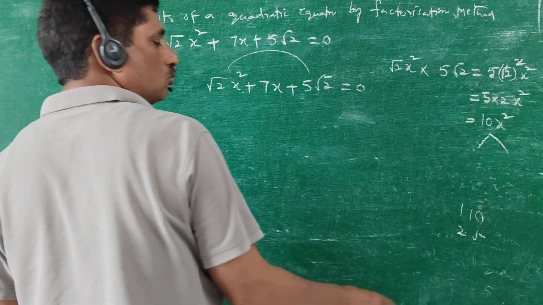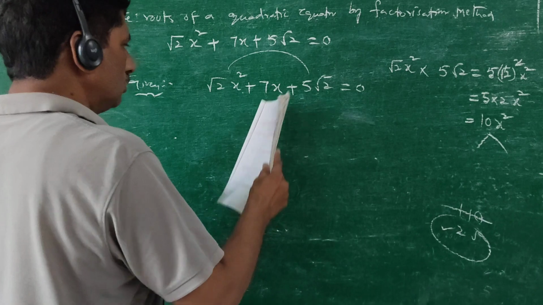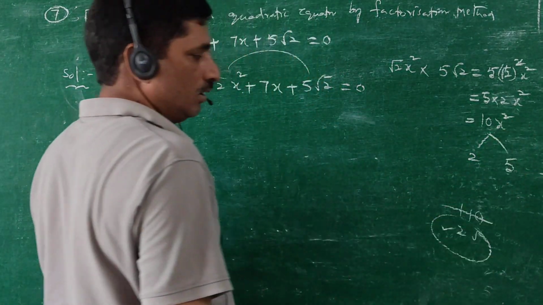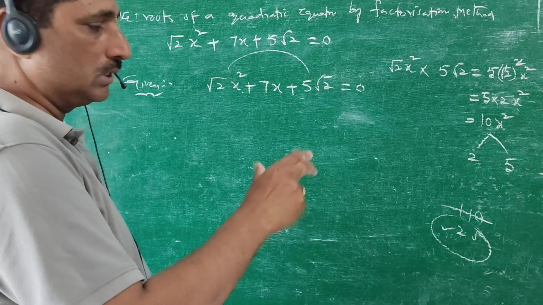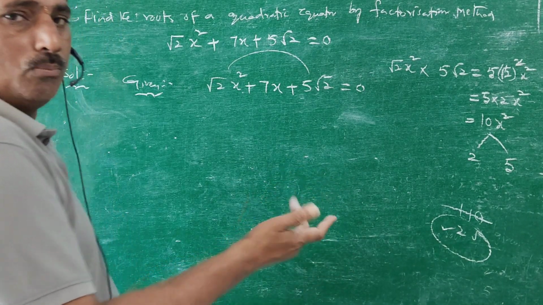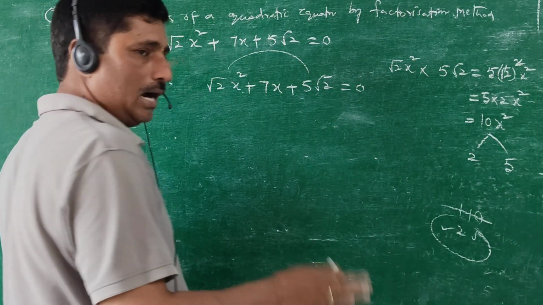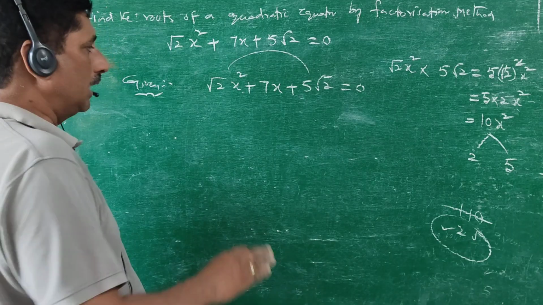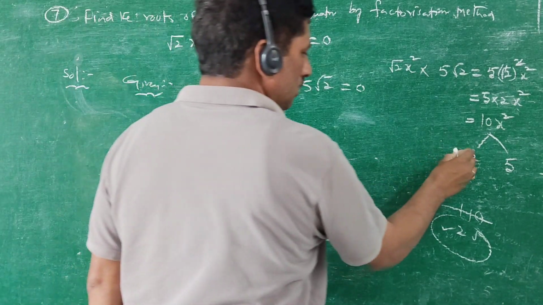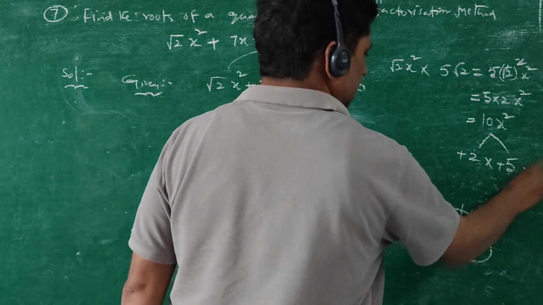Which pair is suitable? 2 5s. Why? Because if I take this pair, the sum will give us 7. That's why I took 2 and 5. Yes, we should add them. In the previous question, we had to subtract one from the other, so I kept opposite signs for those numbers. But now I have to add these two numbers, so I should keep the same sign. Here I have the plus sign, so I keep the plus sign for both numbers, like this, and x as it is.